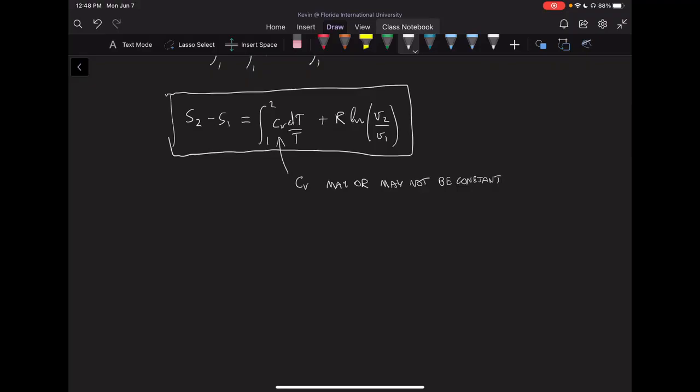Okay, now the other equation is derived from the other relation. So from TDS is equal to dH minus V dP.